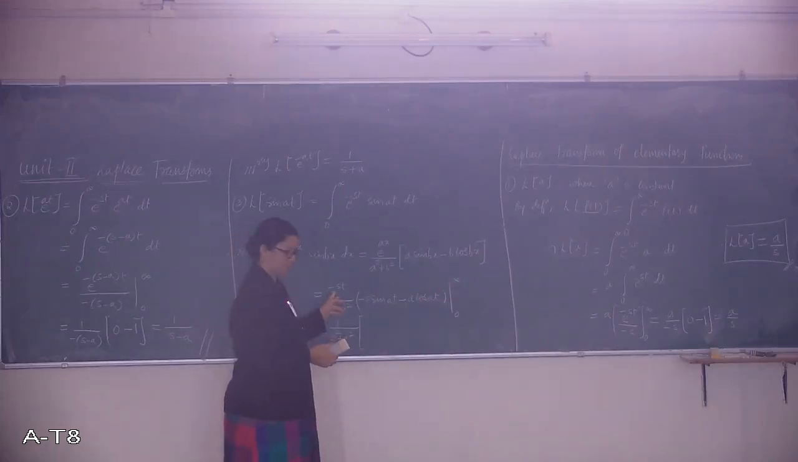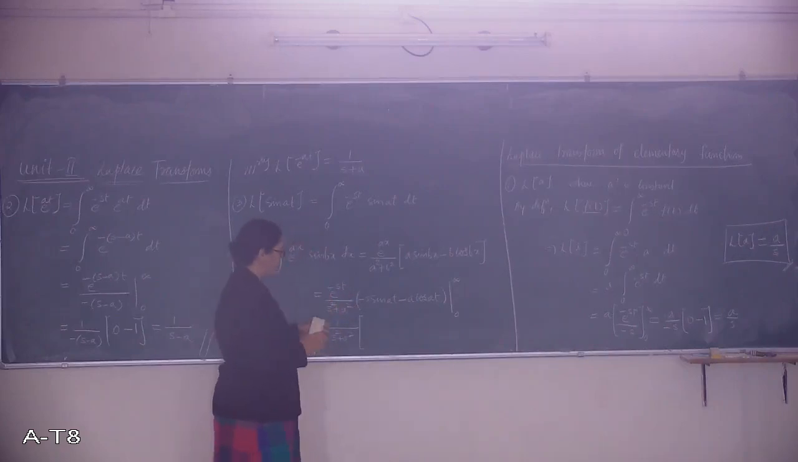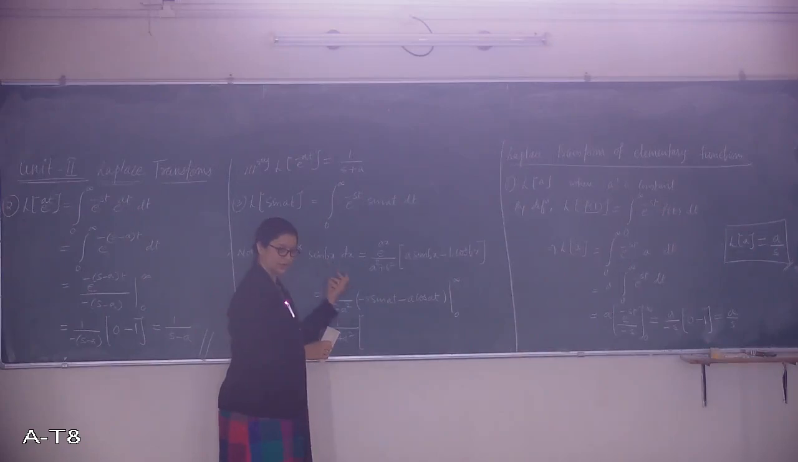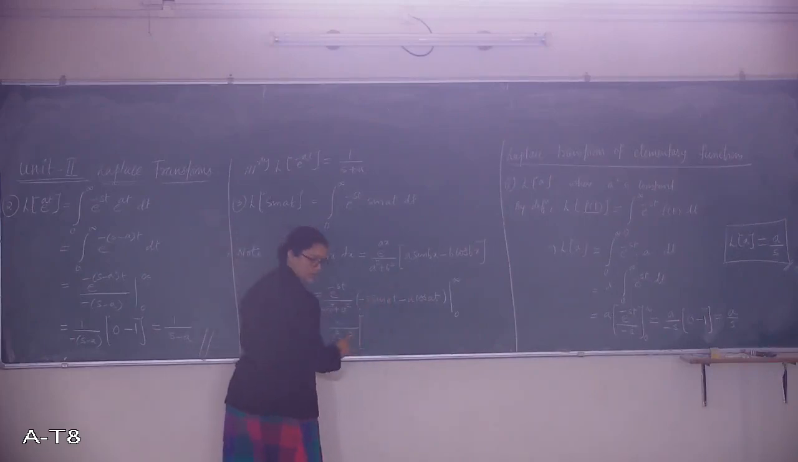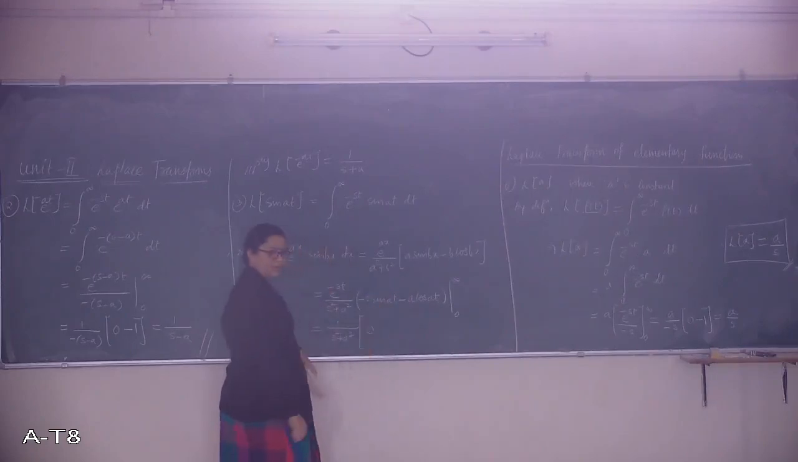When you apply the upper limit, you are replacing t by infinity. So it is e to the power minus s into infinity. s into infinity is again infinity, so it is e to the power minus infinity. e to the power minus infinity is 0. Again, the other term also gives 0. So 0 into this something will be 0.